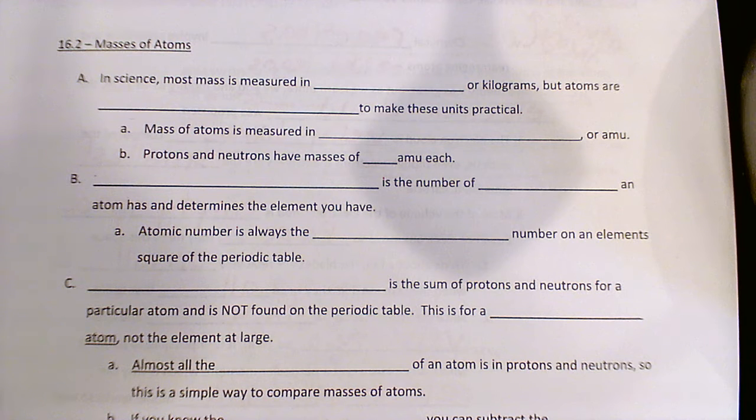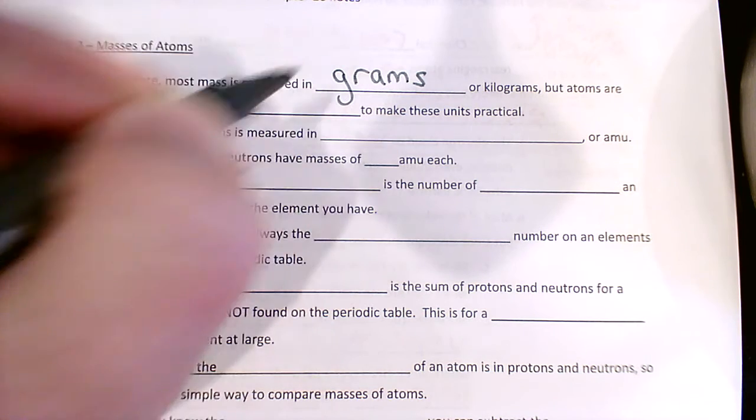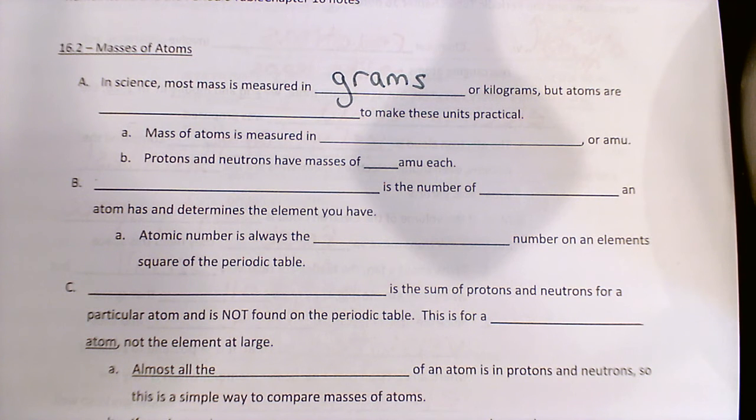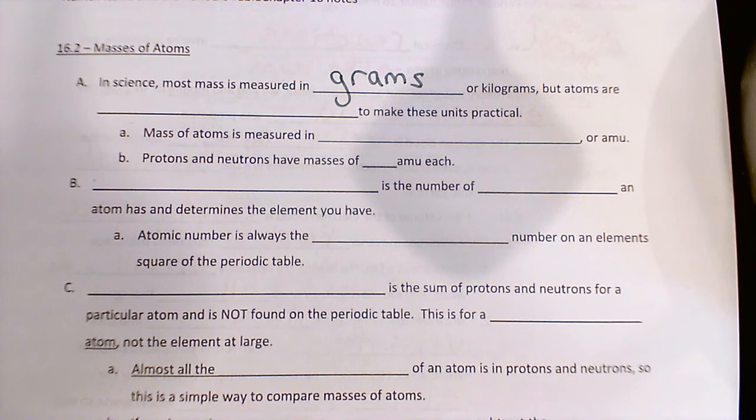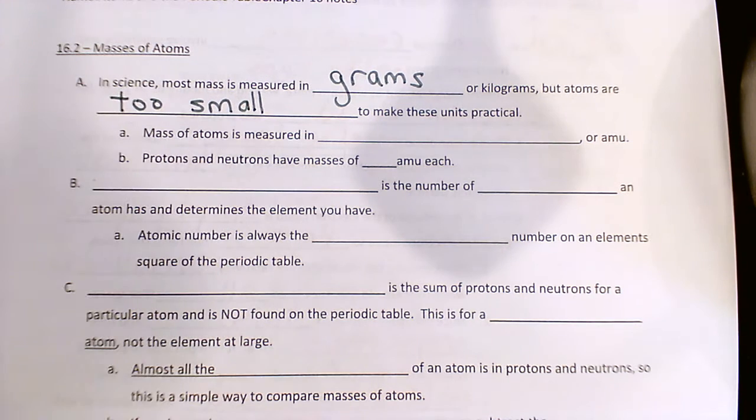In science, most mass is measured in what? Back in August, if I said find the mass of this, you would probably have put the unit grams on that, right? Or if we're talking about things that are bigger, more massive, we would maybe use kilograms. But atoms are so itty bitty tiny. Atoms are too small to make these units practical, because we would have an astronomically small number of grams, even if we're talking about a lot of atoms. So we made up a different unit.